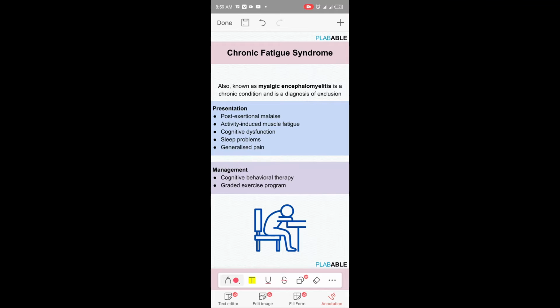So what are you going to do? The treatment is CBT, first line. The second thing is graded exercise. They don't need to exert much; they need to keep pacing, gradually building up their activity. The other thing is pacing. In some patients, if these things are not working, you can give low dose amitriptyline, a tricyclic antidepressant. So that was about chronic fatigue syndrome.